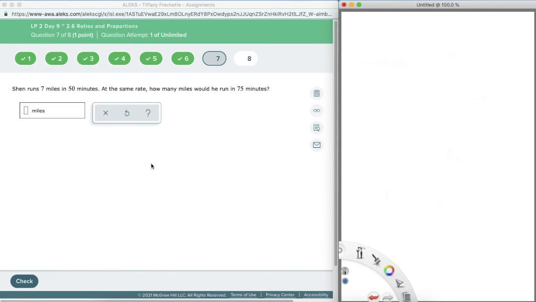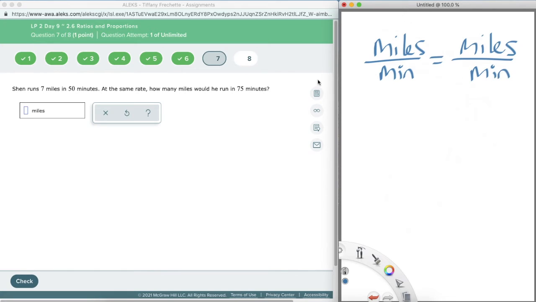So remember, this is one that we could actually do in 2 ways if we wanted to. We could have it where we have miles over minutes for both of our ratios, because we're comparing. We're given 7 miles in 50 minutes. And we want to know when that's at the same rate, how many miles would he run in 75 minutes? So we don't know miles on this one, but we do know minutes for the second one, 75. So I've set up the proportion.